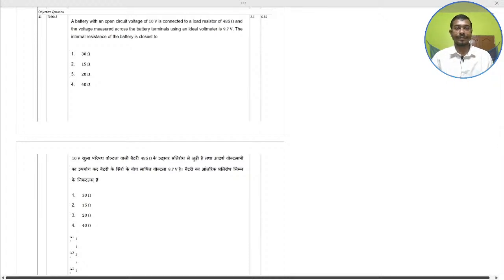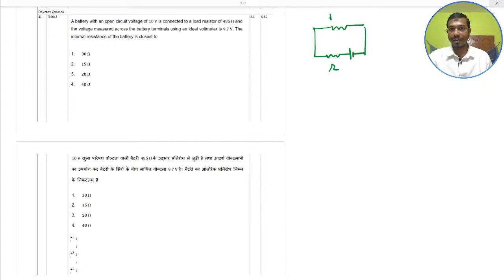A battery with an open circuit voltage of 10 volt is connected to a load resistor and the voltage is measured across the battery terminal using an ideal voltmeter. The internal resistance of the battery is closest to what? This is coming from network analysis, electronics. This is the circuit diagram. This is the internal resistance r. This is capital R. This is V.